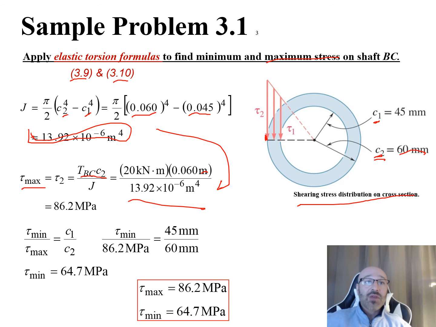We do out our math here, and we end up with our tau max, our maximum stress on shaft BC for that hollow shaft, at point C on the outside, equal to 86.2 in units of megapascals.